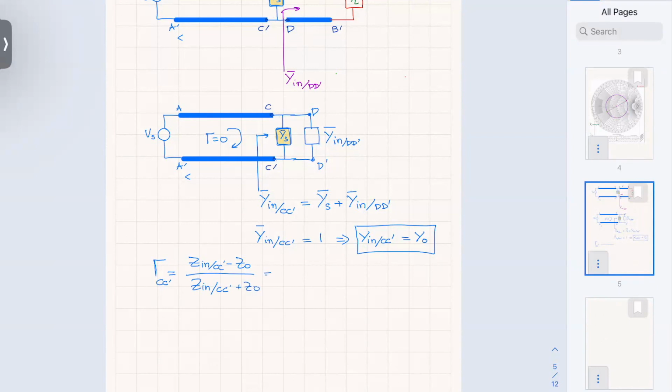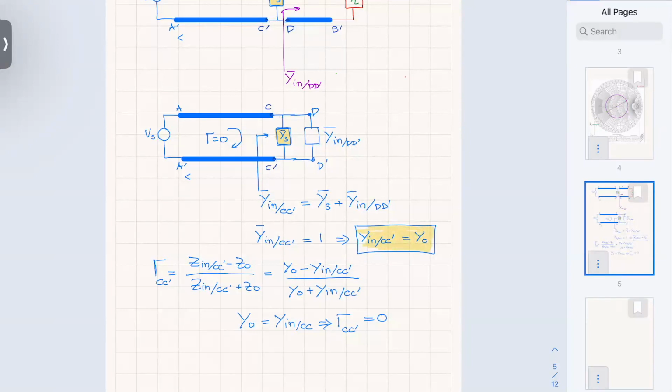And in terms of admittances, it's going to look like this, because the admittances are the inverse of impedances. Therefore, if Y naught is equal to my Y input at CC prime, then practically gamma at CC prime is going to be 0. That's what I want to make. So this is what I want to achieve.